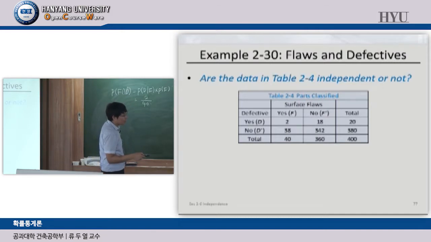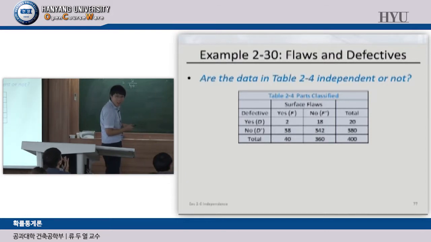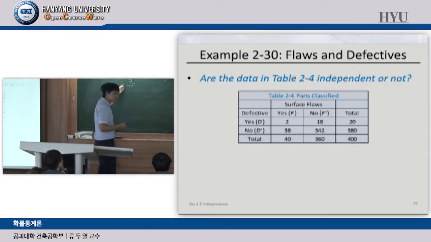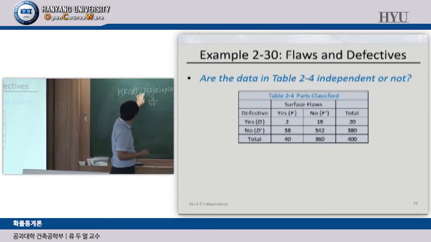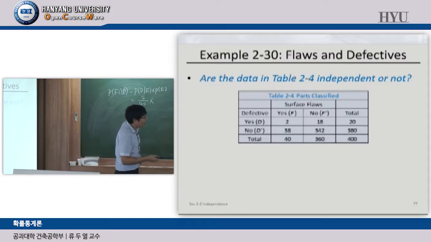Because we can do 2 among 40. That's the conditional probability of D given F, right? F is first obtained, and then we can obtain D. So we can obtain D among the 40. So this is the conditional probability of D given F, okay? And multiplied by the probability of F is 40 divided by 400, right?